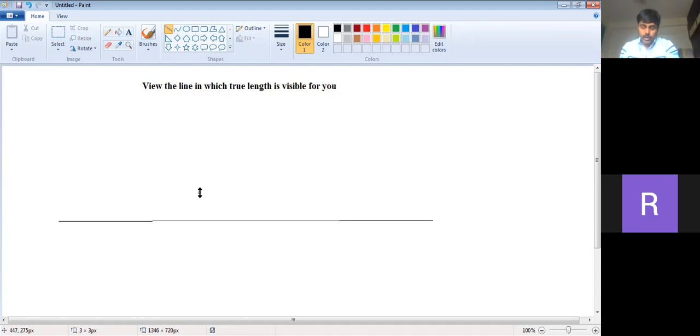From the top, what am I going to get? I am going to have a point. Now let me see how we are going to represent this. See, first, the A dash point I have represented.